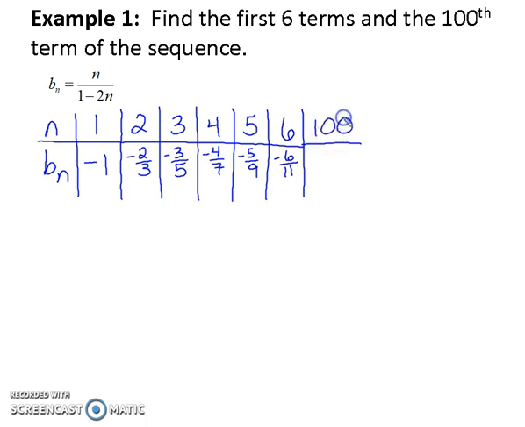And then lastly, we could do the same thing with 100. If we substitute 100 into here, we get negative 100 over 199. And you could just leave all of your information contained in that table right there.